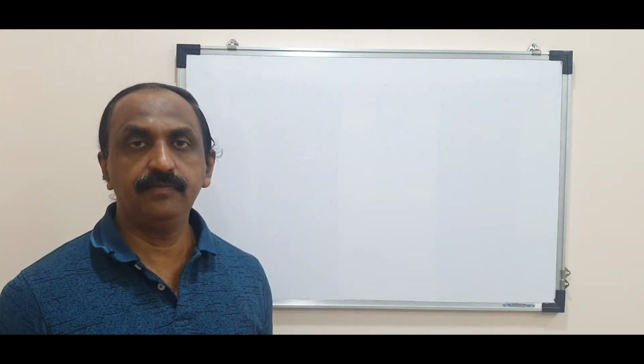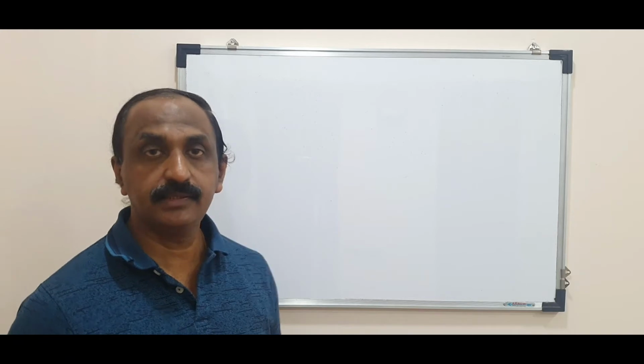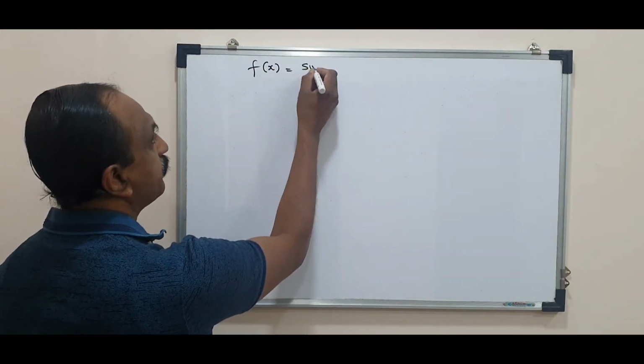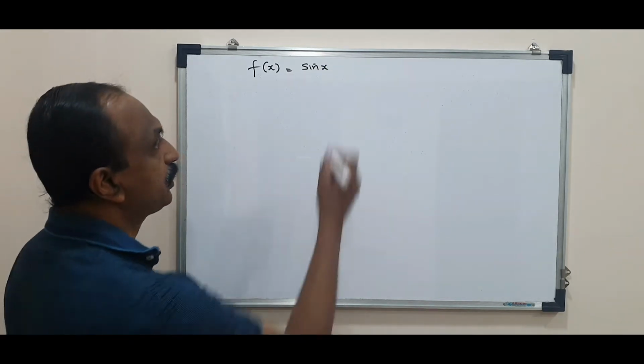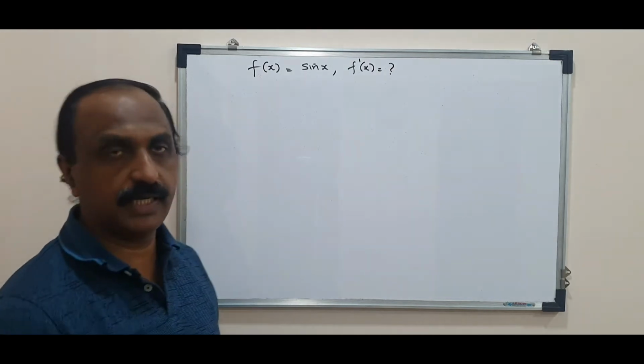We will derive the derivative of trigonometric functions. So I start with sin x. Consider the function f of x is equal to sin x, and I want to find out what is f dash of x. Find the derivative. What is the derivative of sin x?